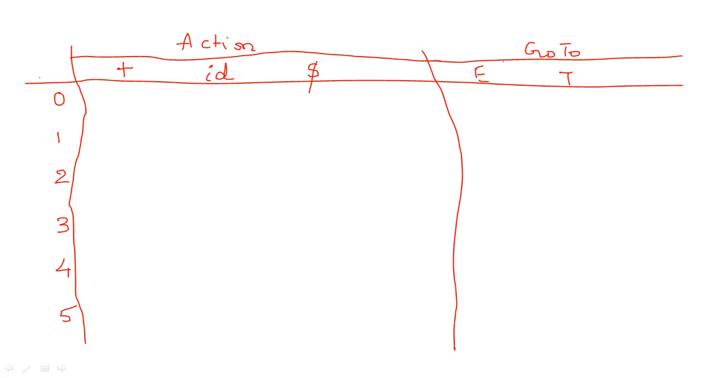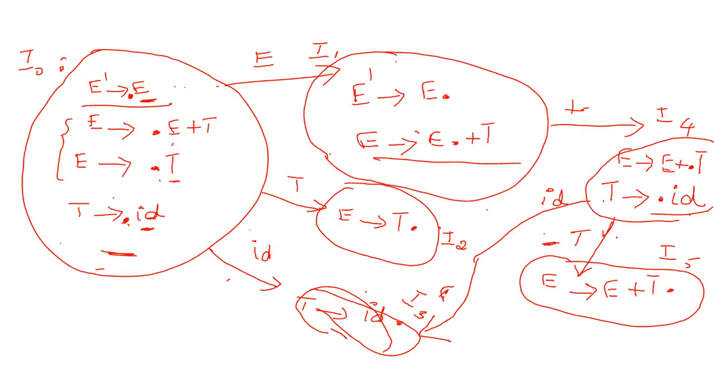See, this left side 0, 1, 2, 3, 4, and 5 represents the states I0, I1, I2, I3, I4, and I5. Let us see the automata here. For I0, what are the inputs? There are three possible inputs given to I0: capital E, capital T, and ID. Among these, only ID is the terminal.